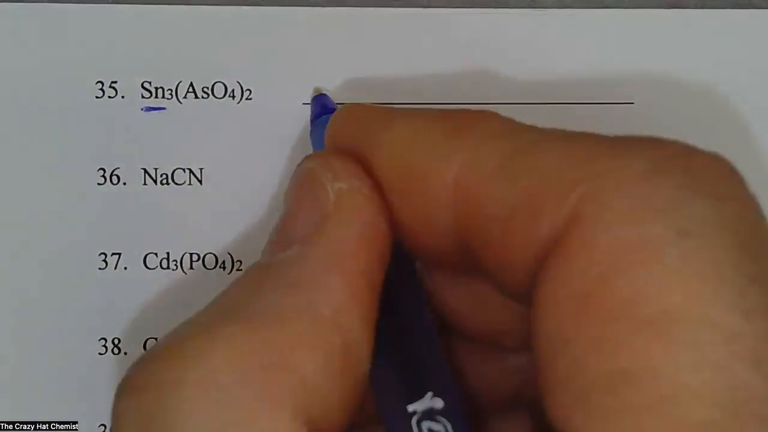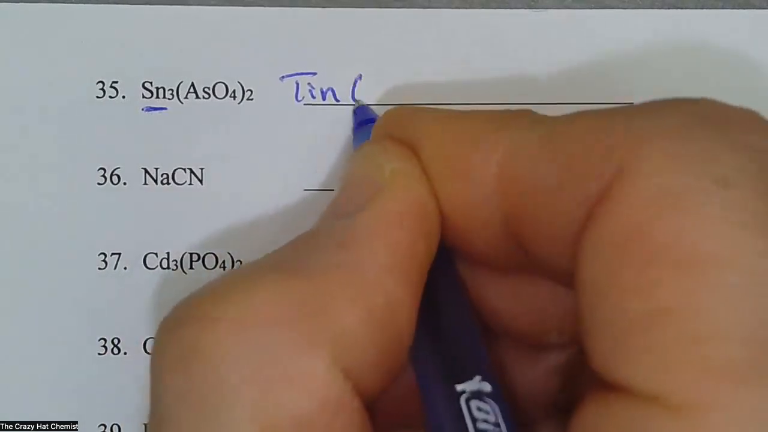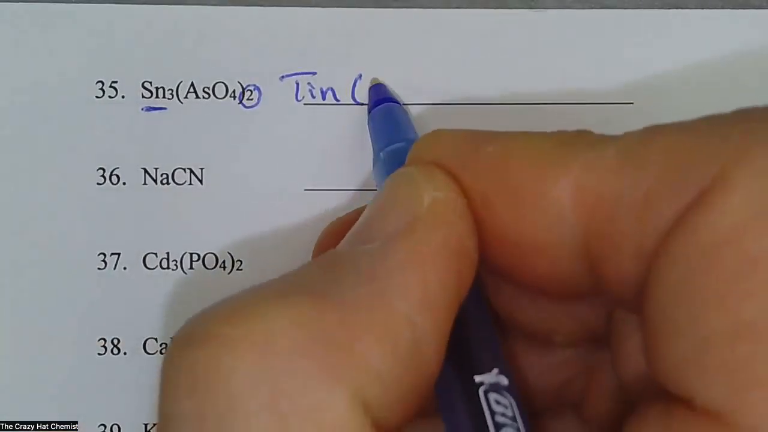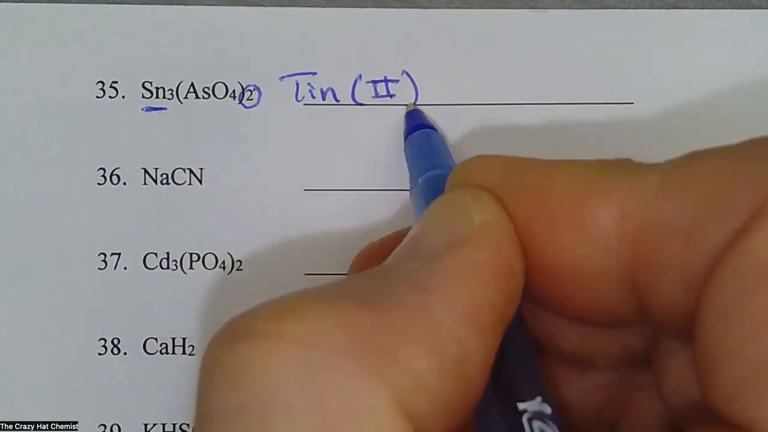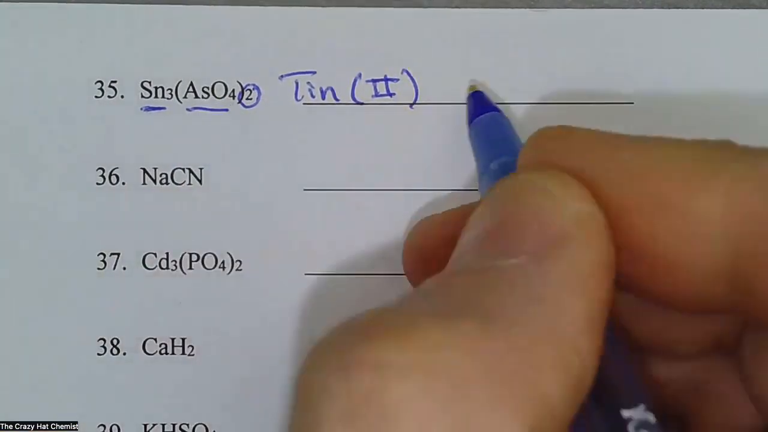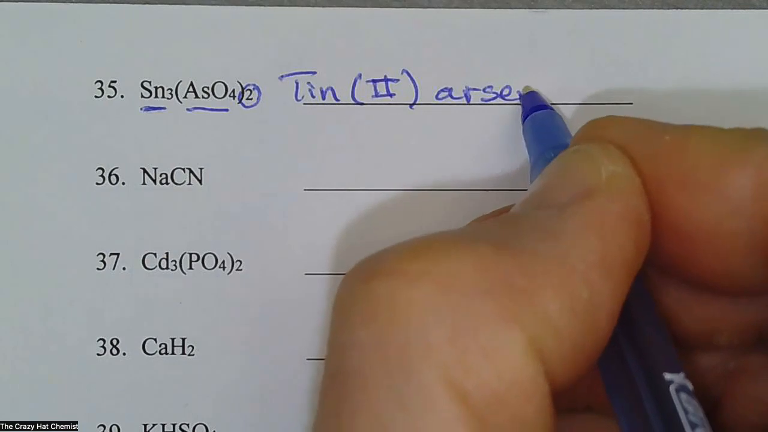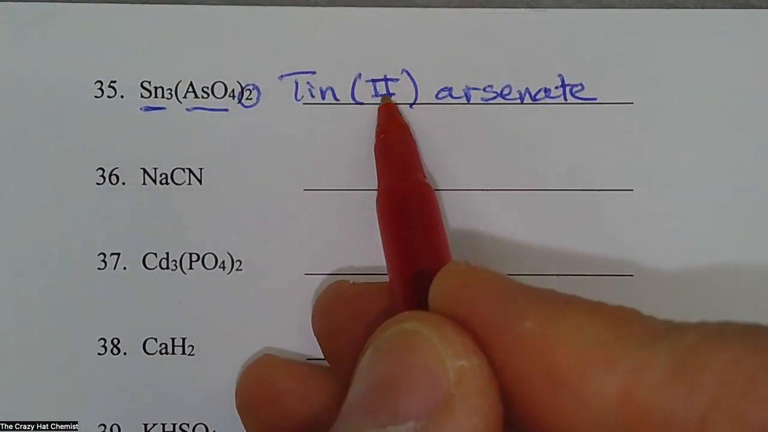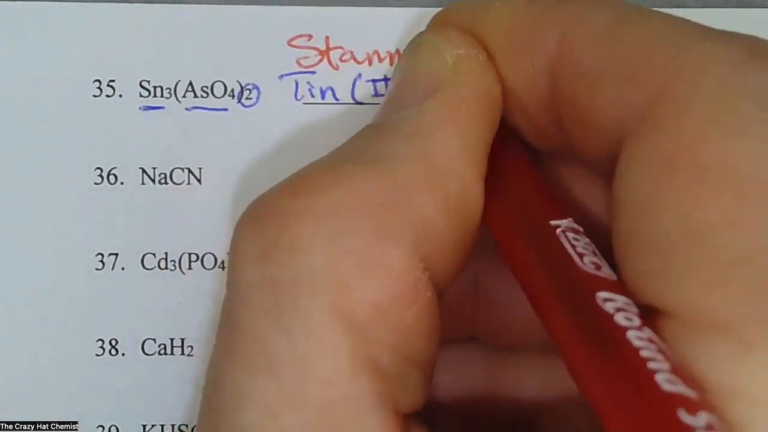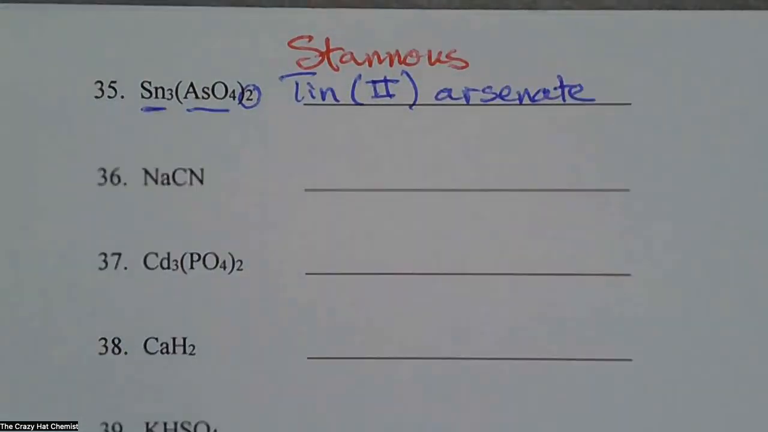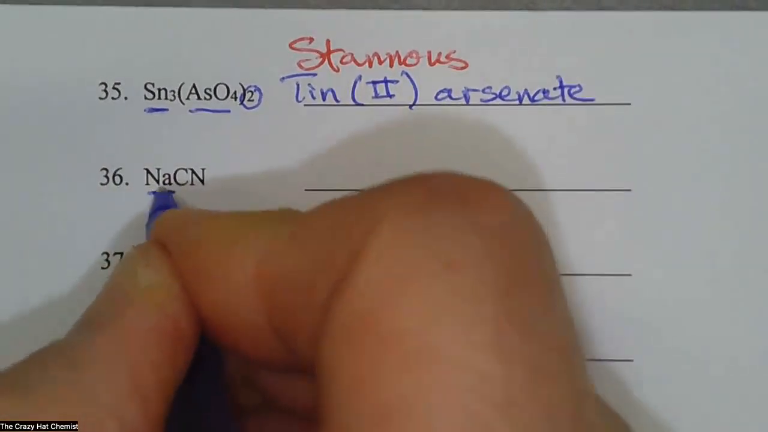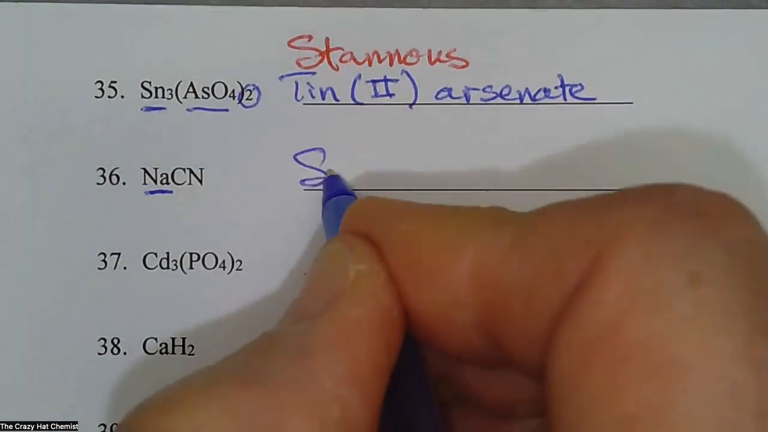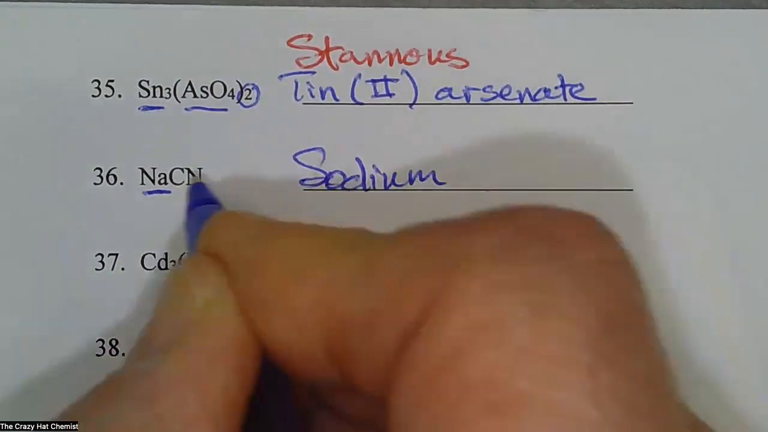All right, this next one here is SN, so that is tin. And the Roman numeral for that is 2. There it is right there. I've circled it in the blue. And then this is arsenate. The common name for tin, that's Roman numeral 2, is stannous. Next one is sodium cyanide. And this is a polyatomic ion.